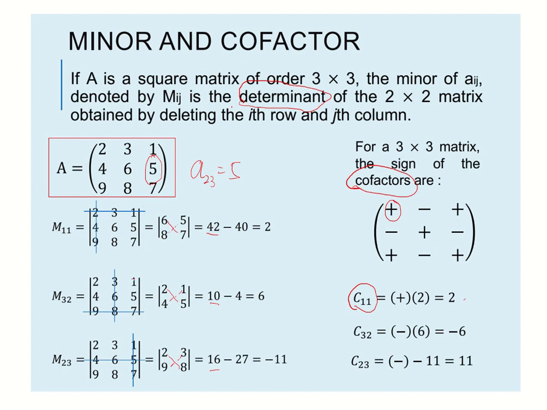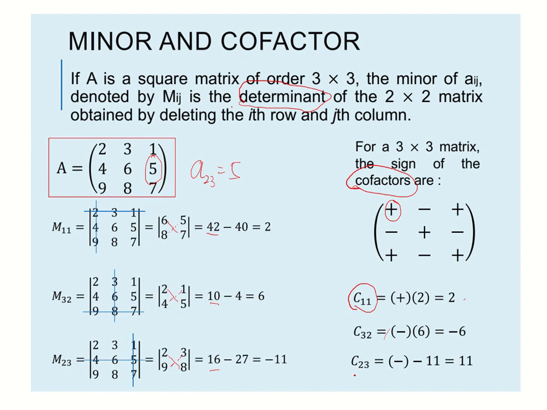Now for cofactor 3, 2, the cofactor for this element, the minor is 6, right? The sign is negative. So we are going to multiply the negative with the minor 6. So negative is here, and the 6 is here. Therefore, the cofactor is negative 6.